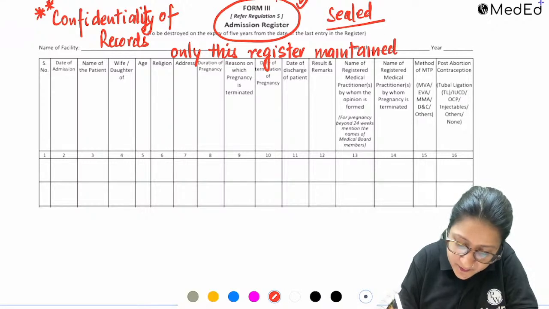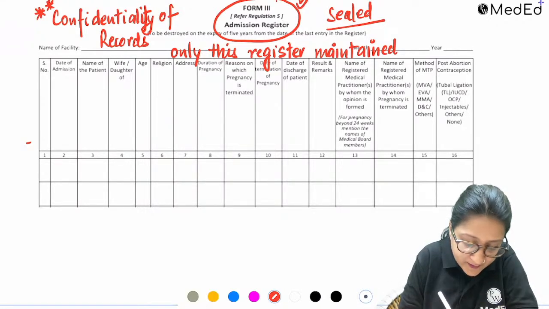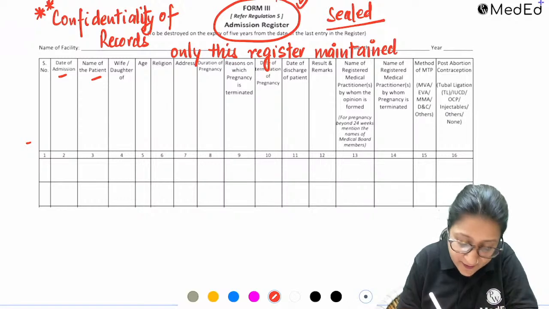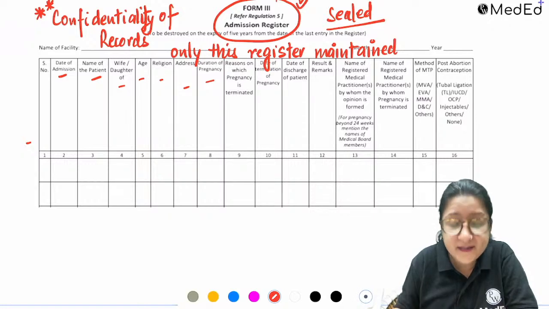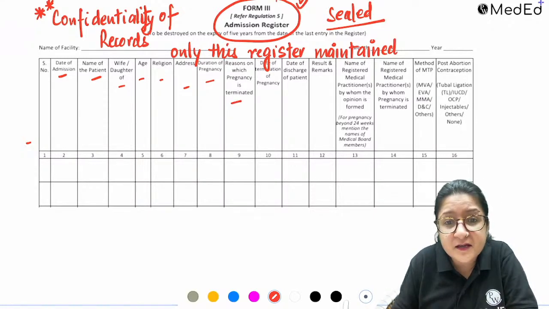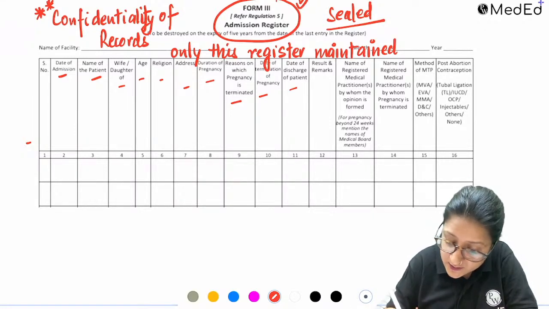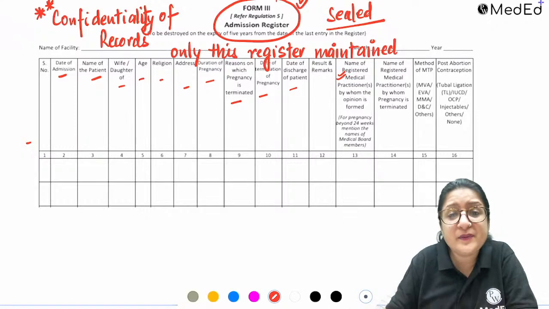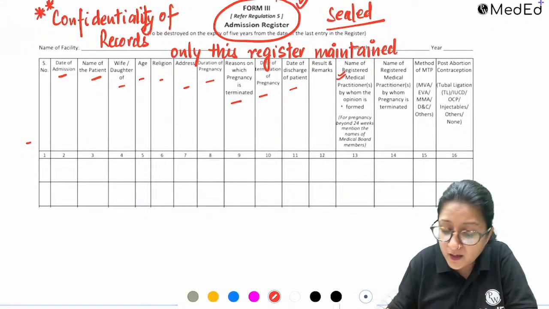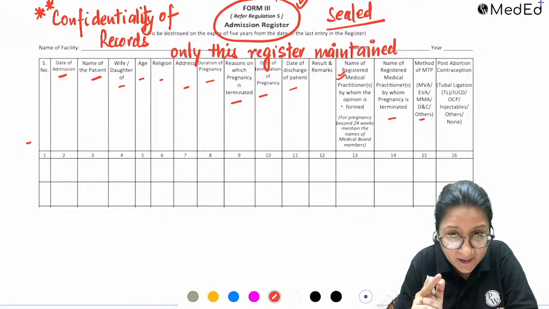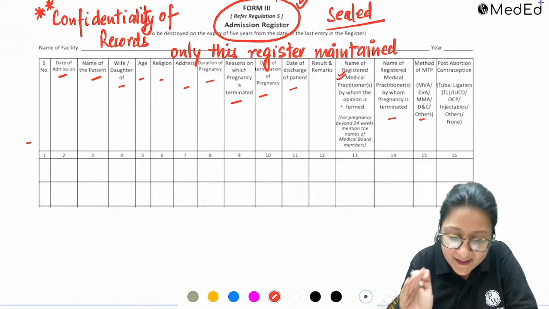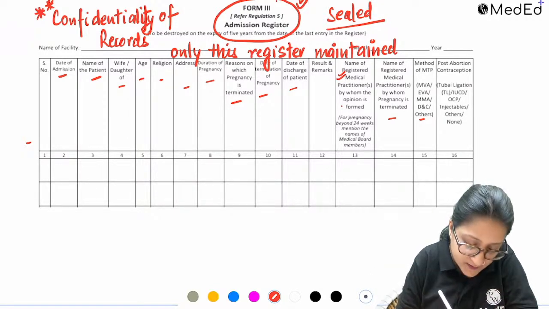ओके तो इस रजिस्टर में अगर आप देखो तो सारा डिटेल है. सीरियल नंबर, डेट ऑफ एडमिशन, नेम ऑफ पेशेंट, वाइफ ऑफ, डॉटर ऑफ, एज, रिलीजन, एड्रेस, what was the duration of pregnancy, what was the reason pregnancy was terminated, date of discharge, right? रजिस्टर्ड मेडिकल प्रैक्टिशनर्स का नाम भी लिखा होता है इसमें कि किसके ओपिनियन पे किया है, हु हैज़ परफॉर्म्ड द टर्मिनेशन, व्हाट वाज द मेथड, एवरीथिंग इज रिटन हियर एक्सेप्ट फॉर वन थिंग जिसकी रिक्वायरमेंट नहीं होती है, एंड दैट इज द सेक्स ऑफ द अबॉर्टस.